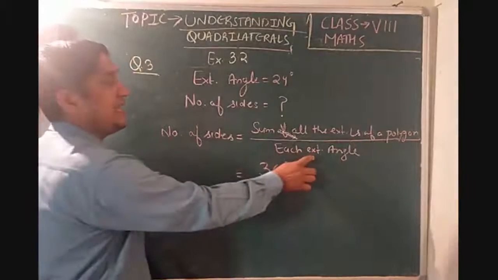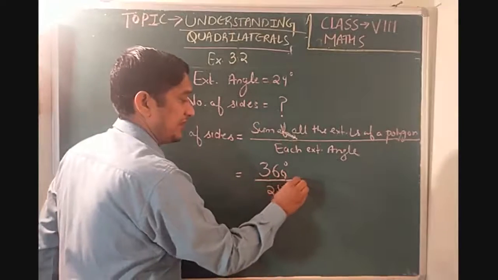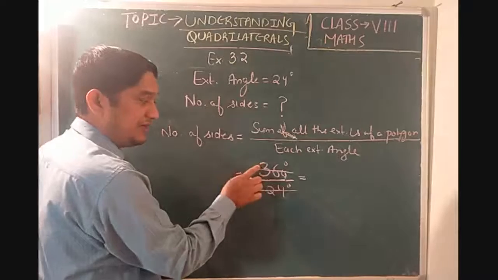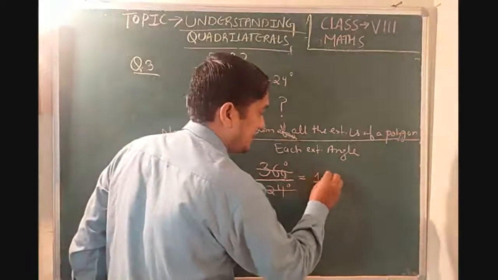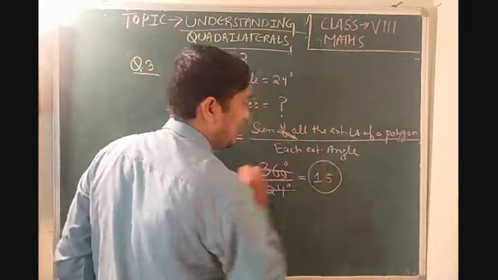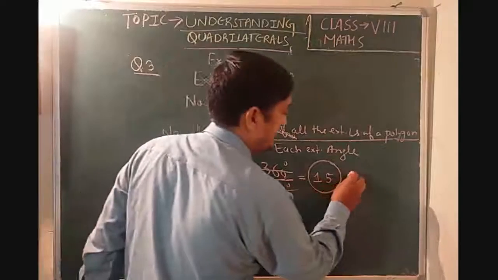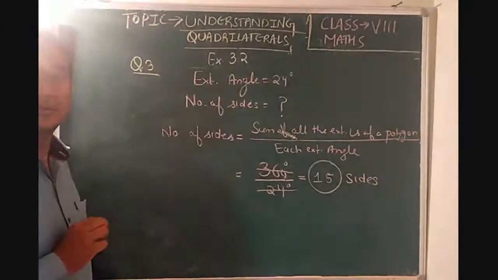And the exterior angle is given here as 24 degrees. Now children, we will divide this. If we divide 360 degrees by 24, we will get 15. So children, here in this question, the number of sides is 15.